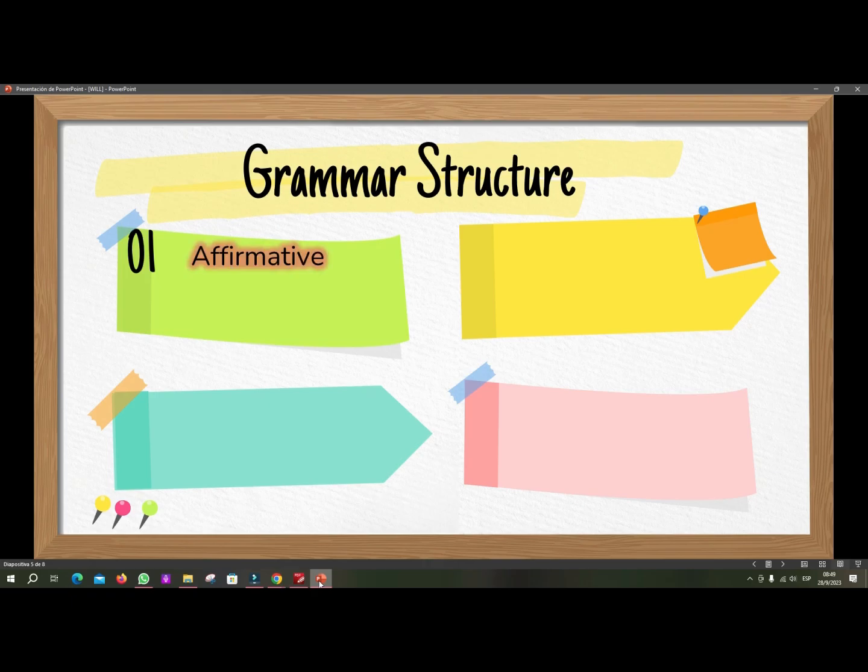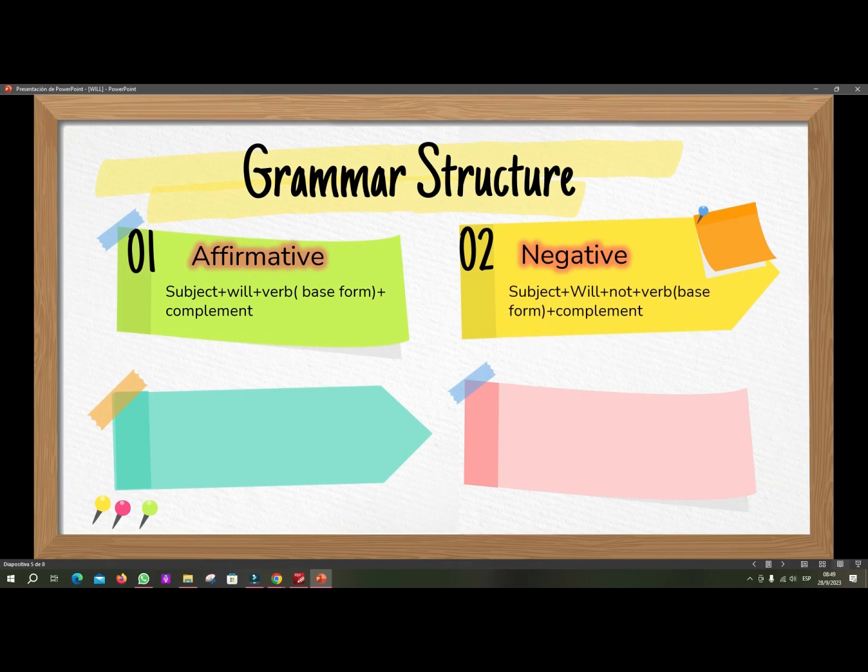Also, here you have the grammar structure. First, the affirmative form. You're going to have the subject. Then will plus the verb in the base form, even if you were using third person singular. You're going to use the base form there. Plus the complement, okay? Negative, subject plus will plus the word not. Also, you can use the short form that is won't or will not, that is almost the same. The verb in the base form and also the complement, right? So don't forget that.